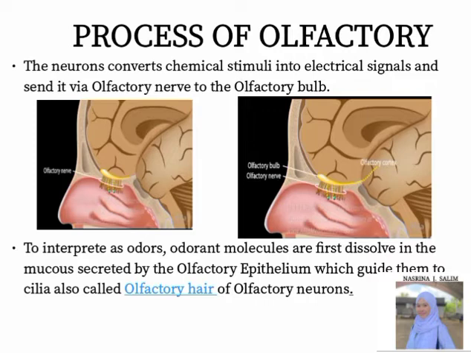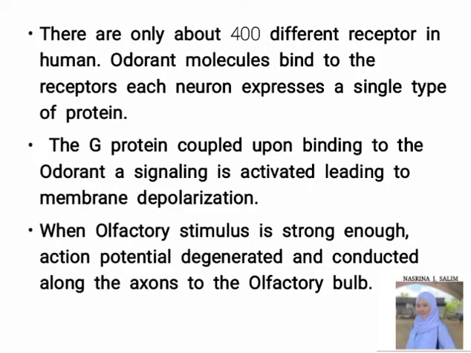Odorant molecules are first dissolved in the mucus secreted by the olfactory epithelium, which guides them to the cilia of olfactory neurons. This is when odorant molecules bind to the receptors. Each neuron expresses a single type of protein receptor. There are only about 400 different receptors in humans, but they are used in a combinatorial way such that one odorant combines with several receptors and one receptor can bind several odorants. This enables the olfactory system to recognize an immense number of odorants.